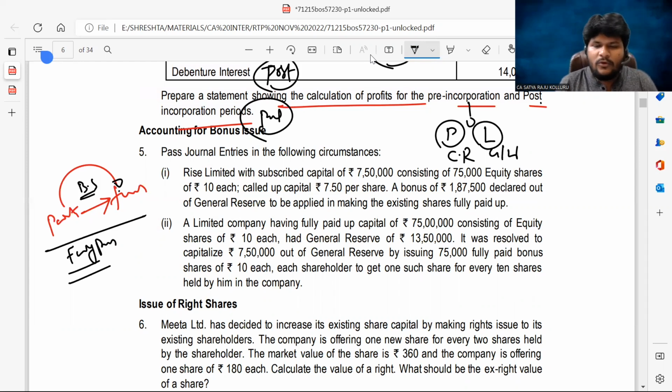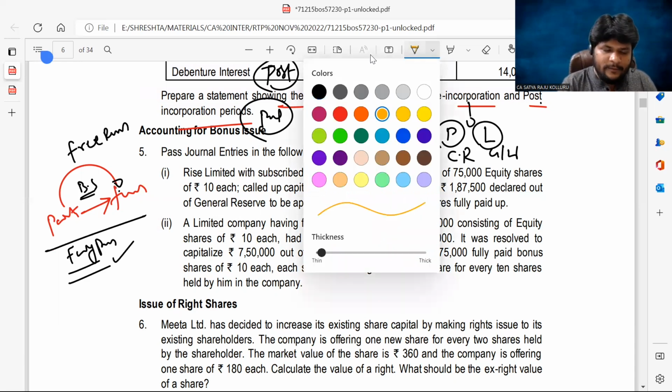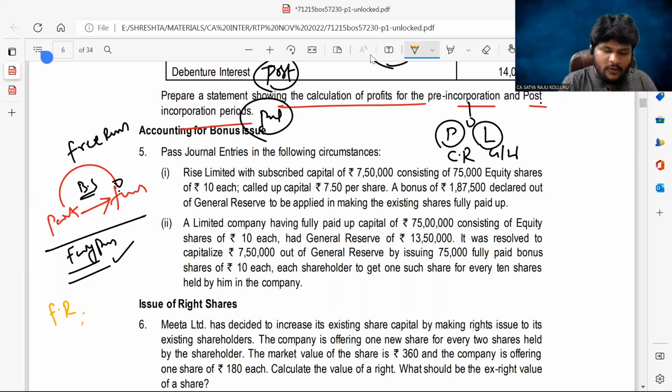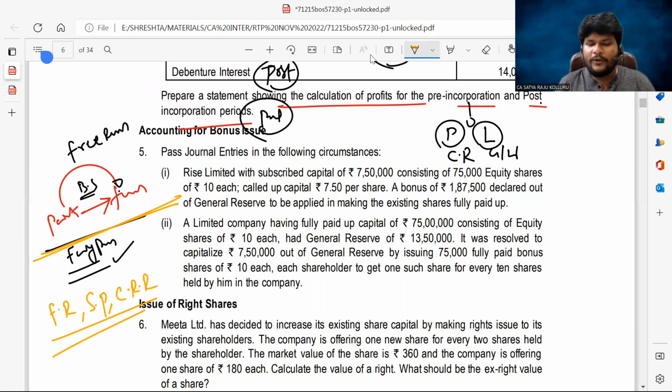In this scenario, you can utilize only free reserves. General reserve or P&L means you can utilize only free reserves. In case of issue of bonus shares on fully paid up shares, you can utilize free reserves, securities premium, and you can also utilize capital redemption reserve as well. This is the base concept you need to remember in case of bonus shares.